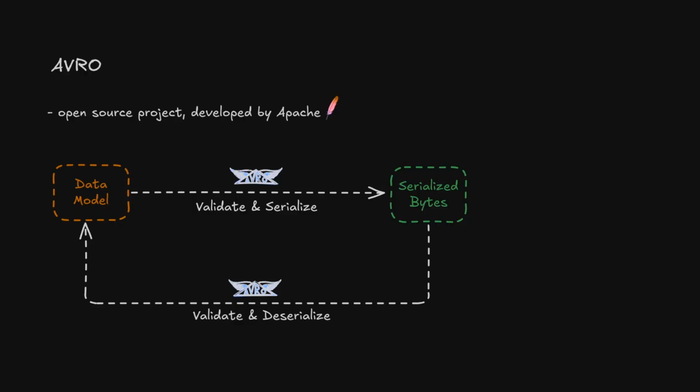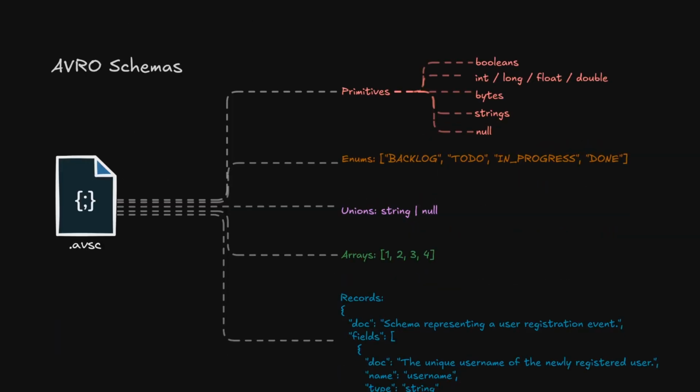Avro is an open-source data serialization system maintained by the Apache Foundation. It defines how to create a schema for your data models and how to serialize and deserialize the data using schemas. Avro schemas are defined in AVSC files, which are text files that use JSON syntax. Using AVSC, you can define data using the usual primitive data types, such as boolean, int, long, float, and double for numbers, bytes for byte arrays, string, and null.